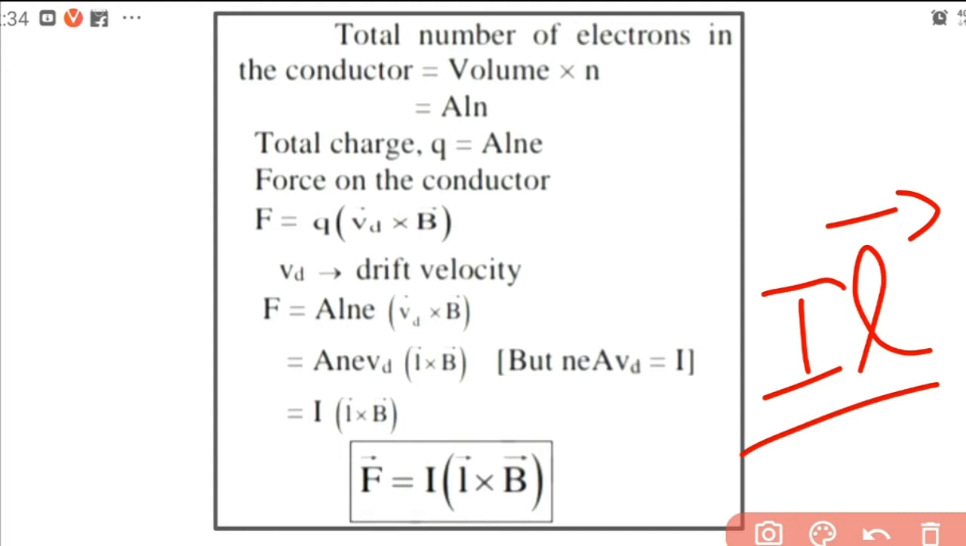This is because current is already defined as a scalar quantity. So to attach that vector nature, we define IL as a vector quantity, and IL has the same direction as that of the current. So IL is called the current element. The expression for force experienced by a current carrying conductor whose length is L and the current passing through it is I is given by IL cross B, where L is the length and B is the magnetic field.